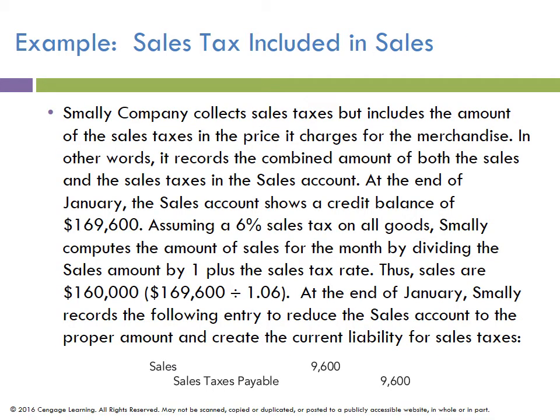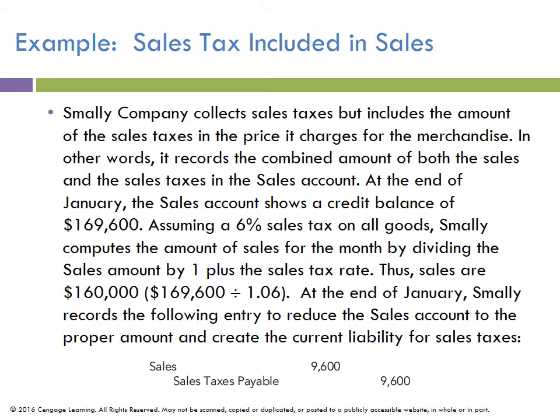Sometimes sales tax is included in the sales amount. Take a look. Smalley Company collects sales taxes but includes the amount of the sales tax in the price. In other words, it records the combined amount of both the sales and the sales tax in the sales account. At the end of January, the sales account had a credit balance of $169,600, but remember, that's sales and sales tax. So they have to now separate and record the proper amount of sales tax. We're assuming it's a 6% sales tax.